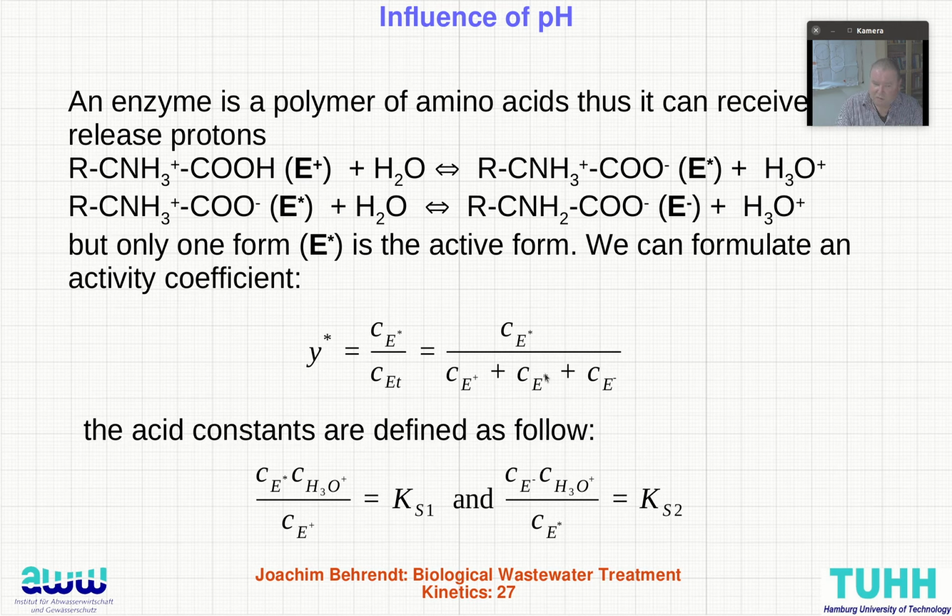what comes out. Finally, the acid constant KS1 is defined as the native enzyme multiplied with the H3O+, the products, divided by the adducts. The water concentration is not mentioned, it is K1, and the same is here. The products, the E and the CO2 with respect to ES is KS2.